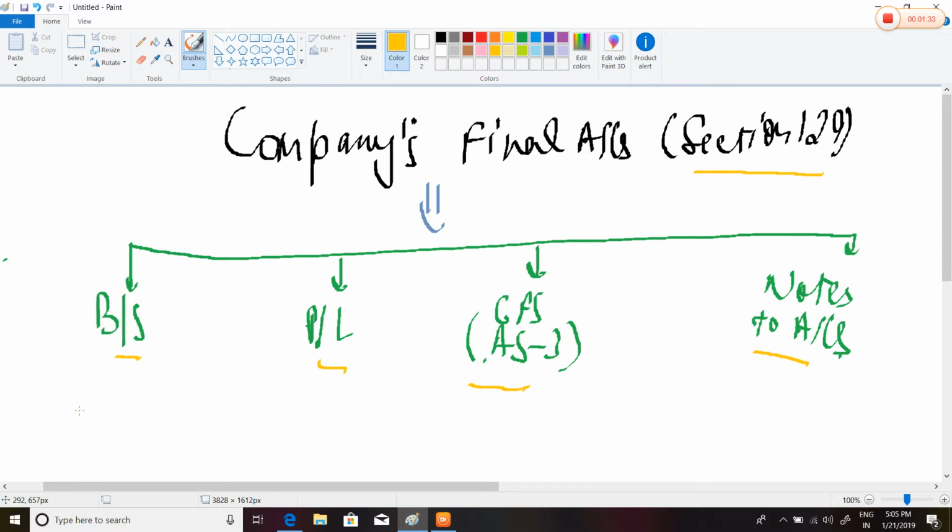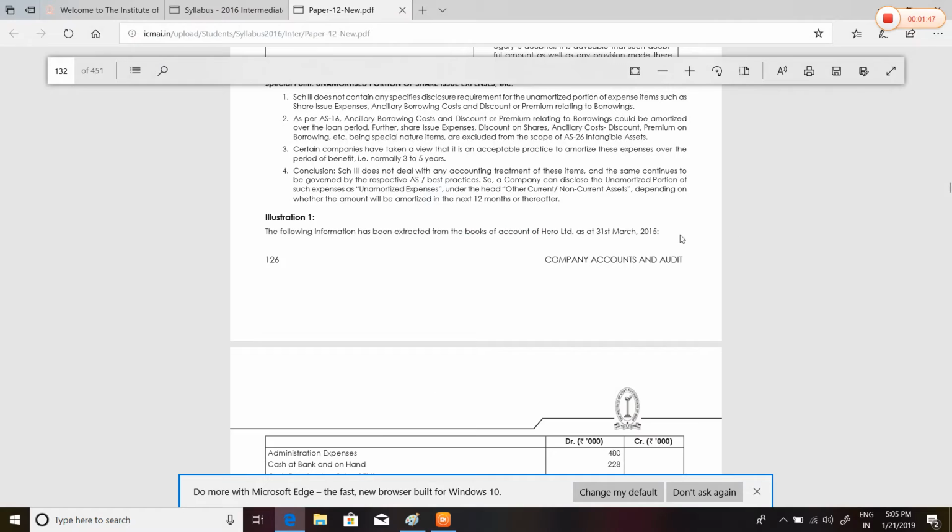Only one sum I'm going to solve, and you'll get to know how to solve the questions. It's a very easy and simple chapter, a scoring chapter. Let's begin. The question is from the Institute of Cost Accountants of India's study material, page number 126 of paper number 12.